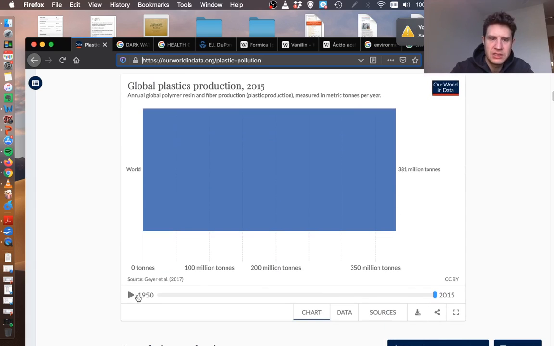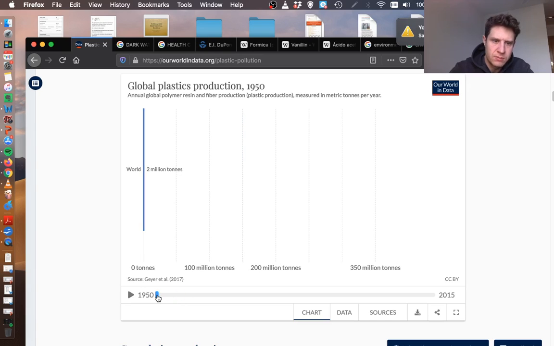So, this is the production of millions of tons per year in 2015. Let's see how many tons we have produced each year, anualmente, cada año, desde 1950. In 1950, only 2 million tons. Only 70 years ago, only 2 million tons were made out of plastics.